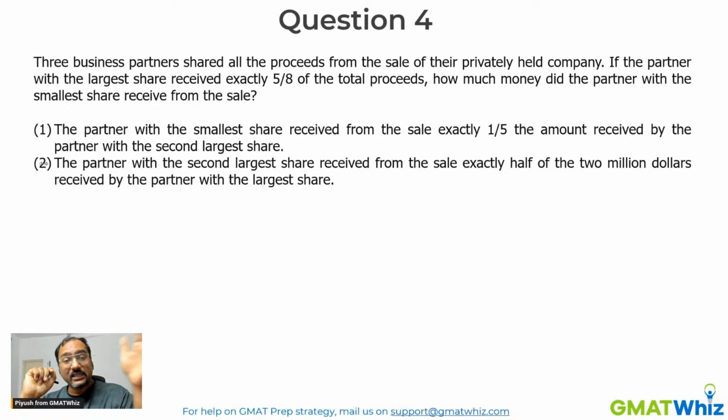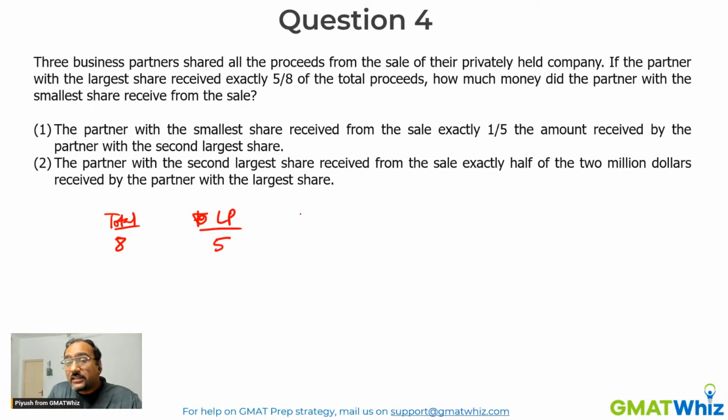Okay, let's understand this. This says 3 business partners shared all proceeds from the sale of their privately held company. So they completely shared the proceeds amongst themselves, all 3 of them. If the partner with the largest share received exactly 5/8 of the total proceeds. So what I can say is, if the total proceeds was 8, then the largest partner, the one who received the largest share, got 5 out of it.